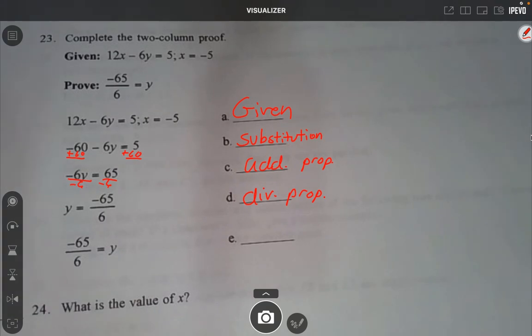Hold on. They did addition already. What number am I on? Oh, I'm looking at the wrong one. Beg your pardon, Miss Amanda.